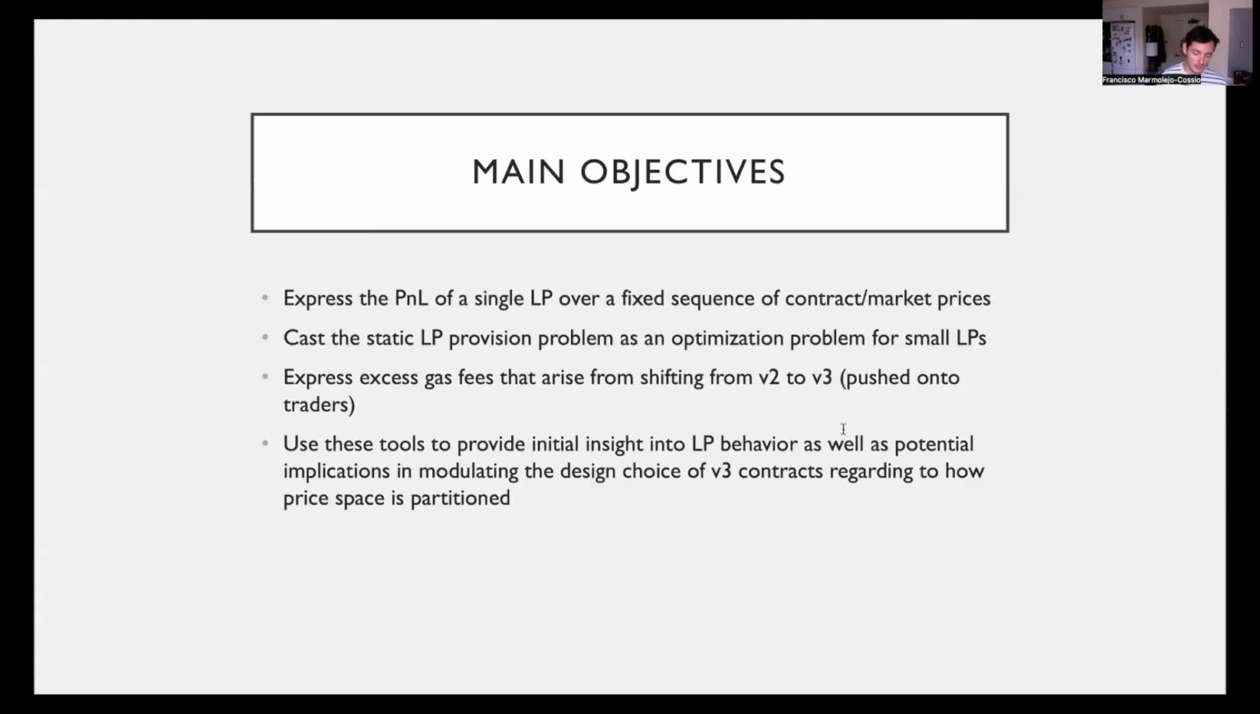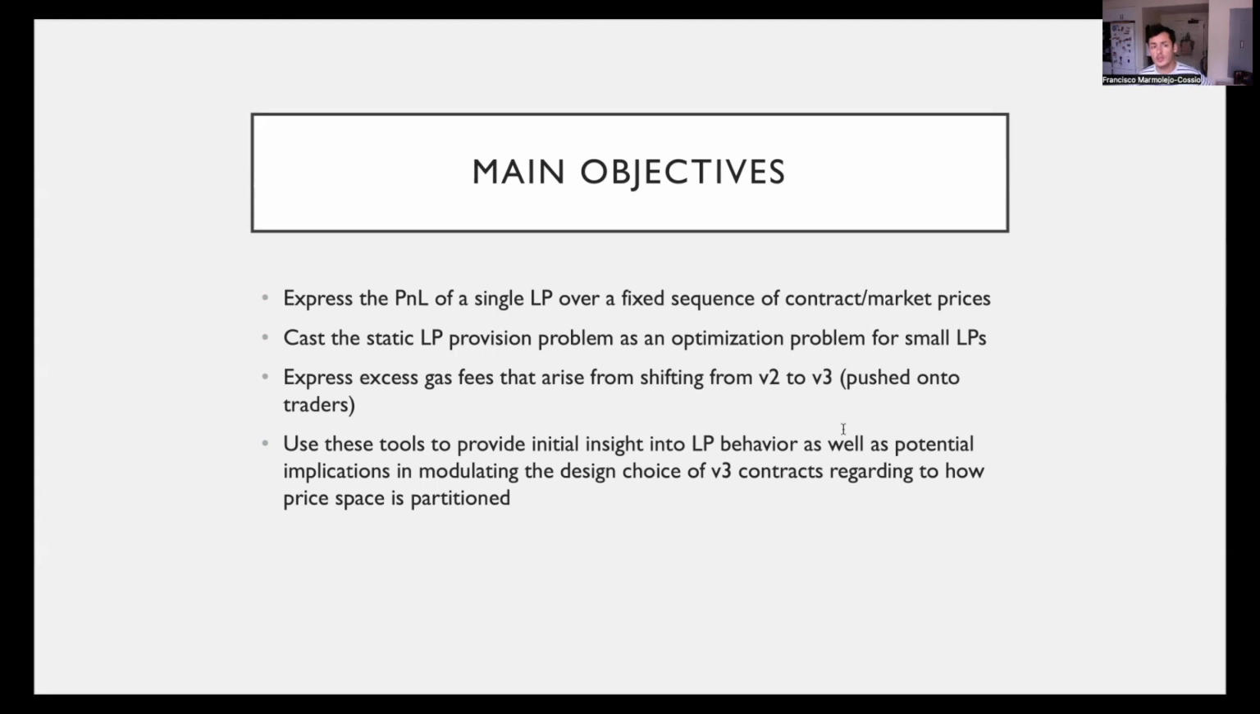And so now that we've talked a little bit about decentralized exchanges, what are the main objectives that we seek to focus on for this work? Well, the first objective that we tackle is that of explicitly providing expressions for the profit and loss of liquidity providers over a specific time horizon. And as we'll see, this time horizon is going to include changes to both the intrinsic price of assets in a contract, but also market prices as they evolve over time.